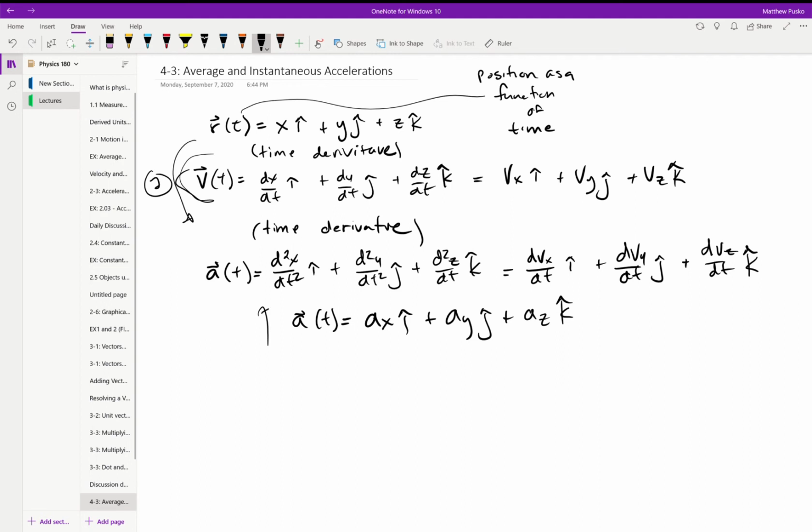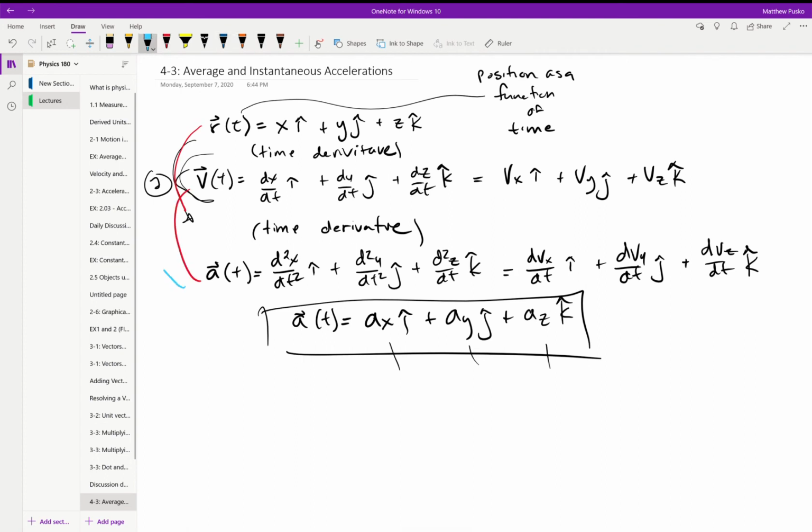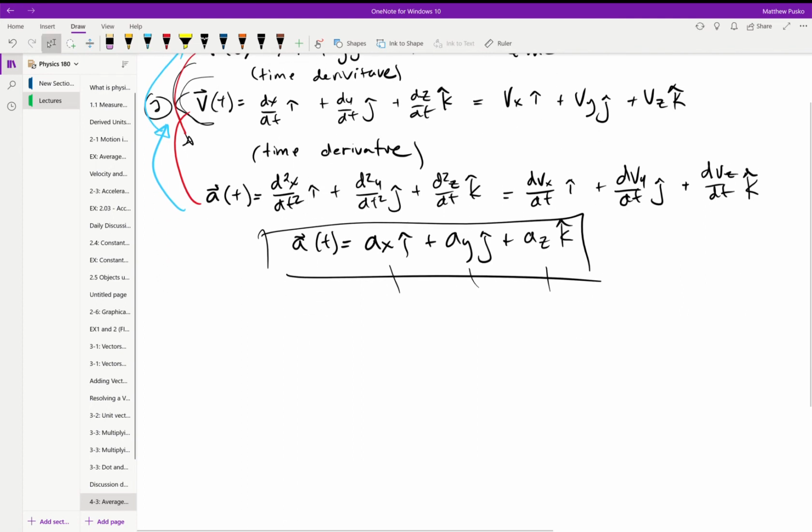Okay, that is our vector definition. So if we're given a vector that has components that are functions of time, then we can take derivatives, and I'll show you we can actually integrate too. So we can take derivatives to go this direction, and we can integrate to go this direction. Now you know how to get from a position as a function of time to velocity as a function of time to acceleration as a function of time for a vector.